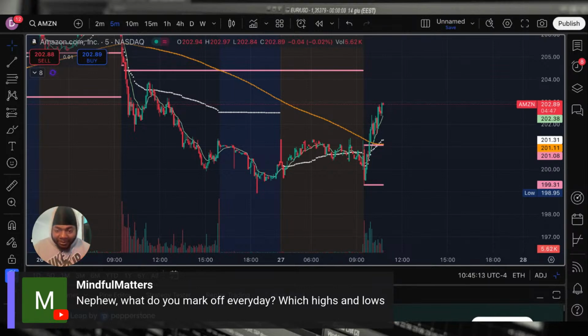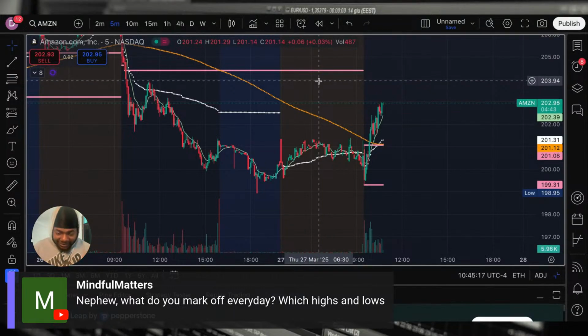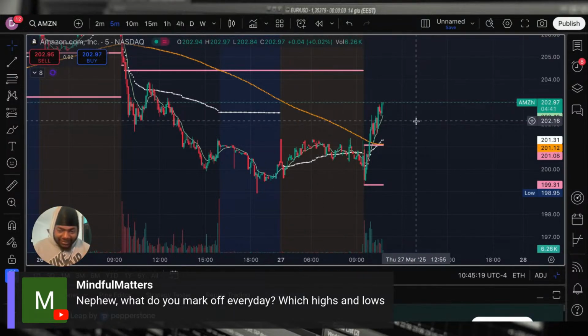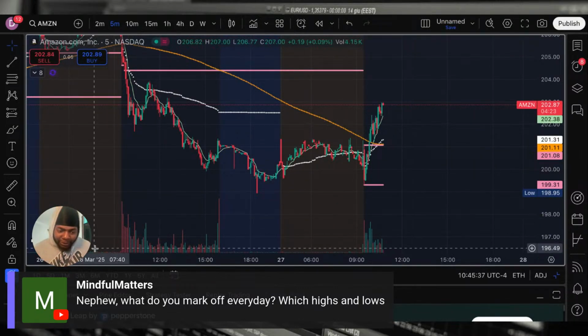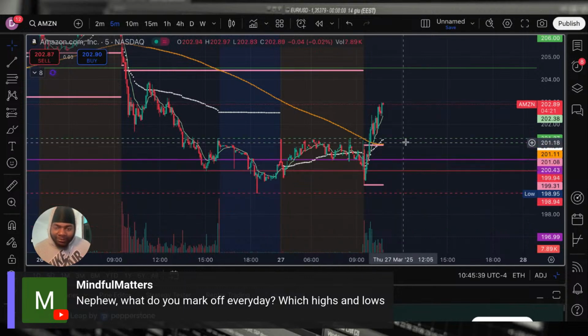Pre-market high, pre-market low. Yesterday's low, yesterday's high. One low, one high, another low, another high. Your pre-market low, pre-market high. You want to mark those levels. The high of yesterday and the low of yesterday. You want to mark those levels. Trust me, I take the majority of my trades off of those levels.